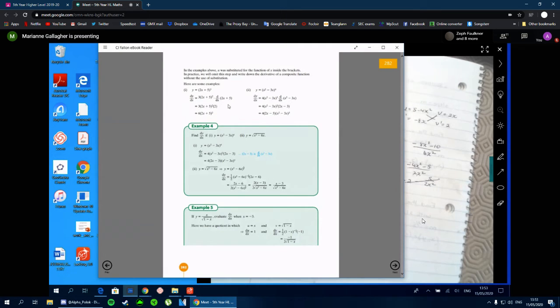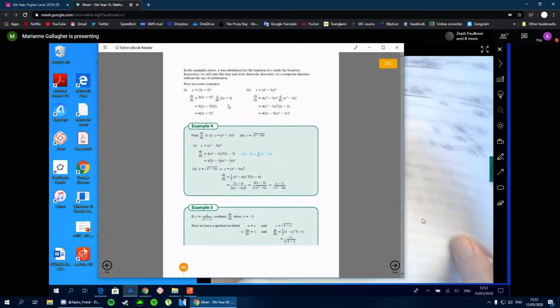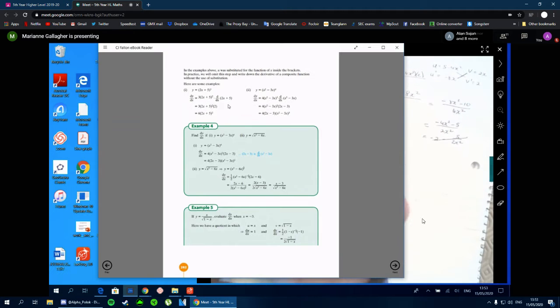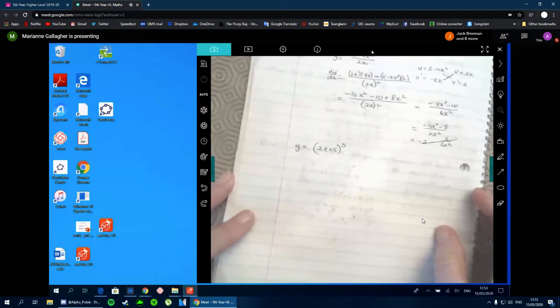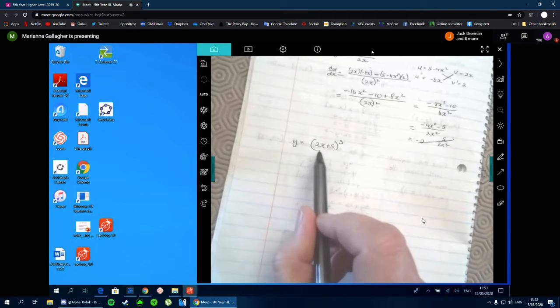What I want to do is show you how to avoid having to write all the u's and v's out. If we take example, or even just before example 4, at the top of page 282, you've got 2x plus 5 cubed. Sorry, I'm just going to write it down. Okay, so what would you be here?